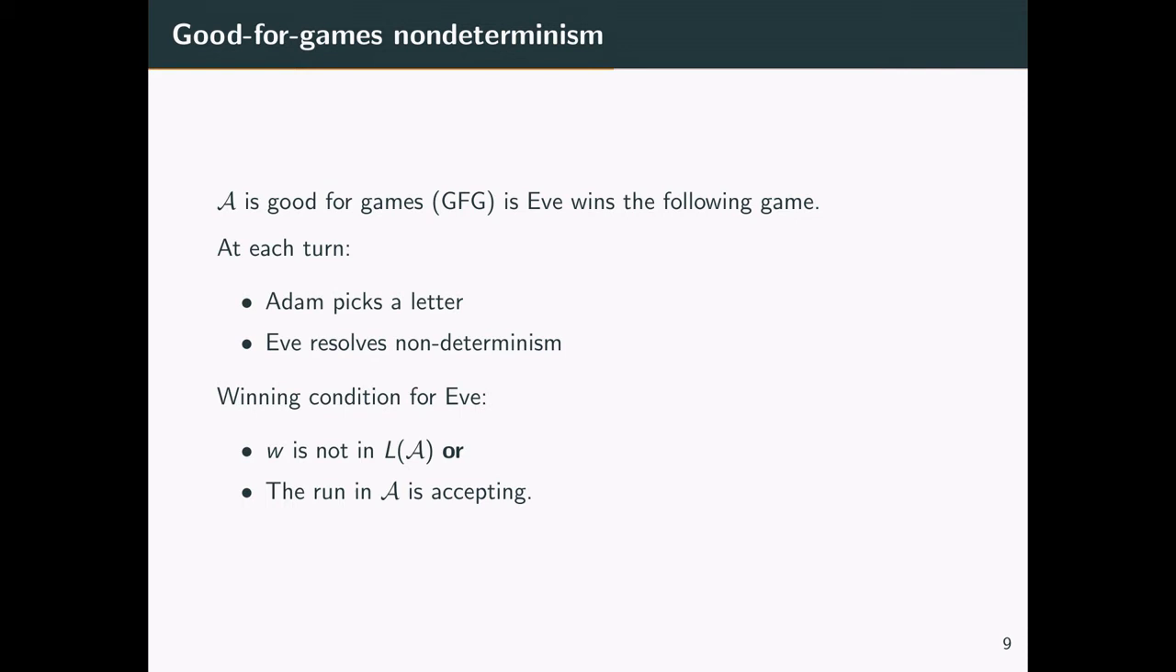And this characterizes good for gameness. So if Eve wins this game, then we can say that the automaton is good for games, and we can use it for solving games or other applications of good for games automata.